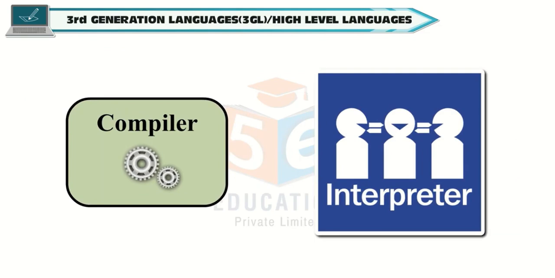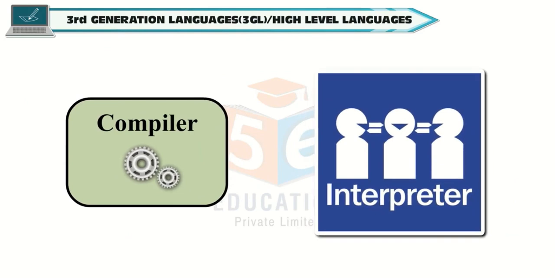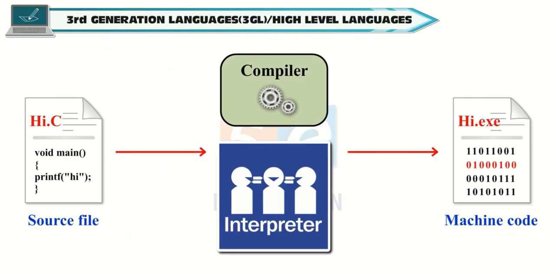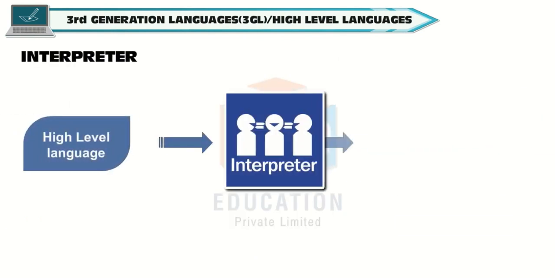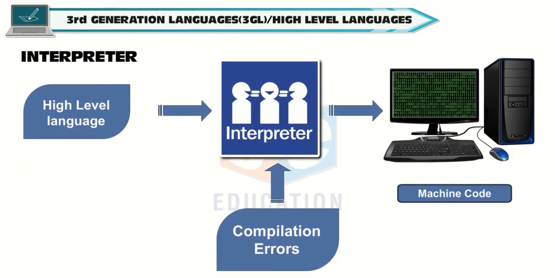High-level languages in the third generation mainly use a compiler or an interpreter. Both of them are used to convert source code to machine language, which is object code. The interpreter executes the program by converting one instruction at a time to machine code. If an error occurs during the execution, the interpretation stops and the program needs to be executed again from the first instruction.